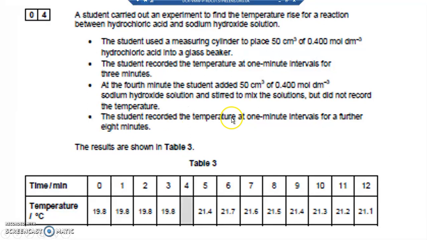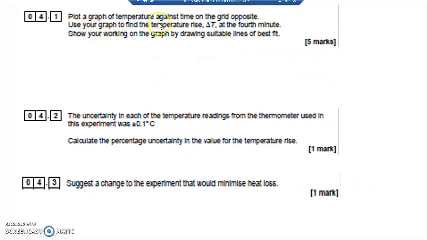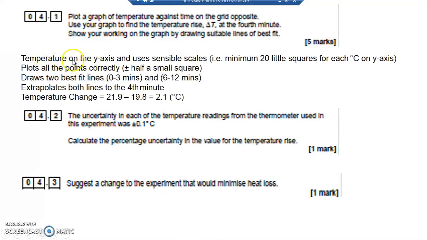The student recorded the temperature at 1 minute intervals for a further 8 minutes. Fine, the results are shown, so we're going to have to draw it. Plot a graph of temperature up the side against time along the bottom. Use your graph to find the temperature rise at the 4th minute. Show your working.